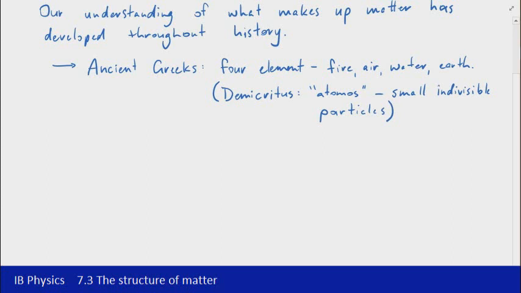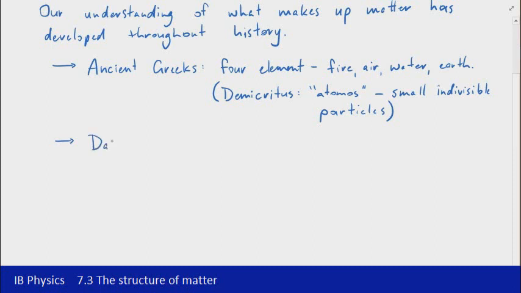So that was way back in ancient Greek times, but it wasn't an idea that really took off because he couldn't provide any evidence behind it, and as a result that idea sat dormant for a number of centuries until we come to the next significant step.